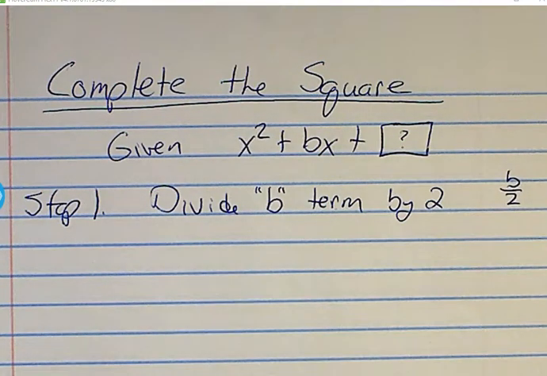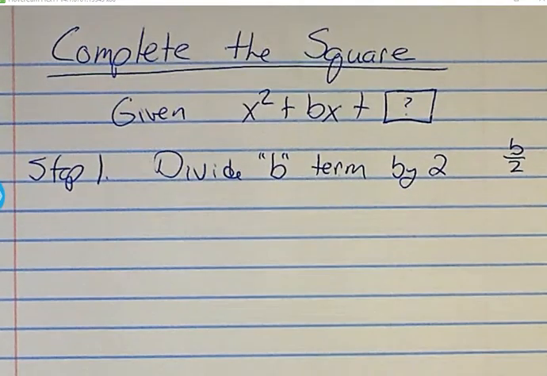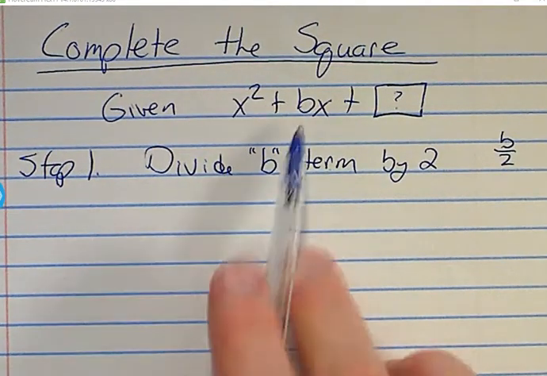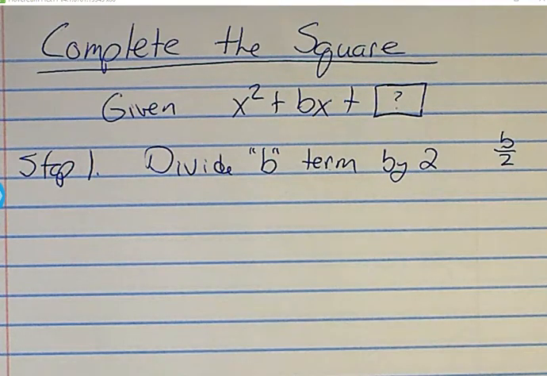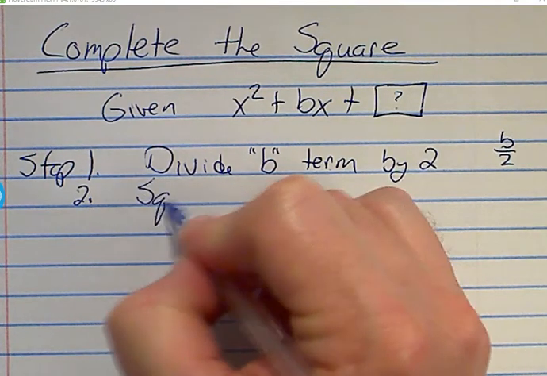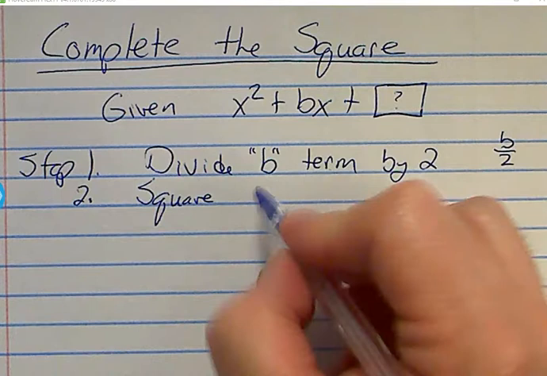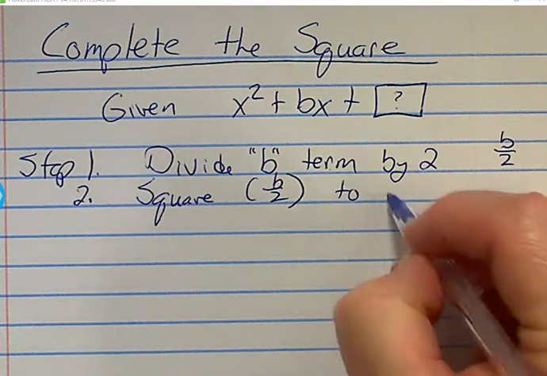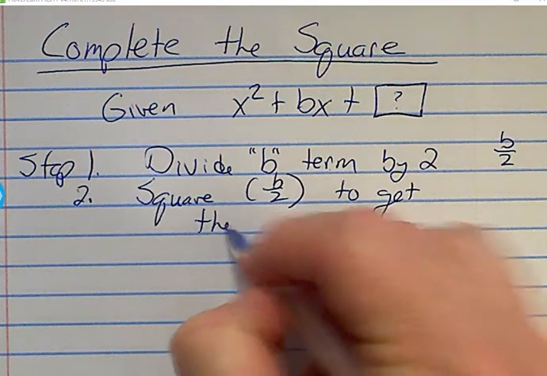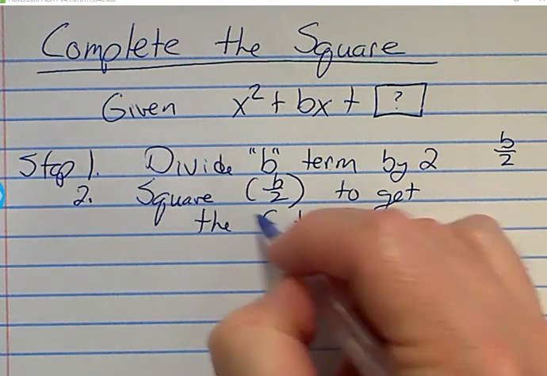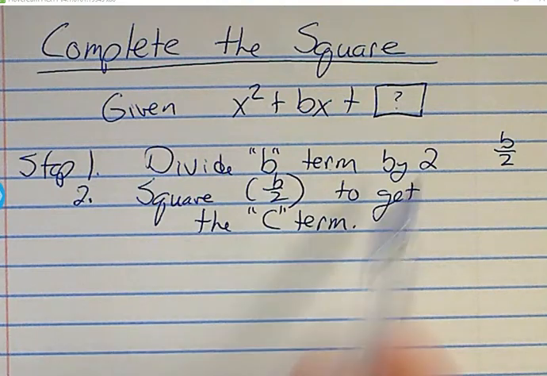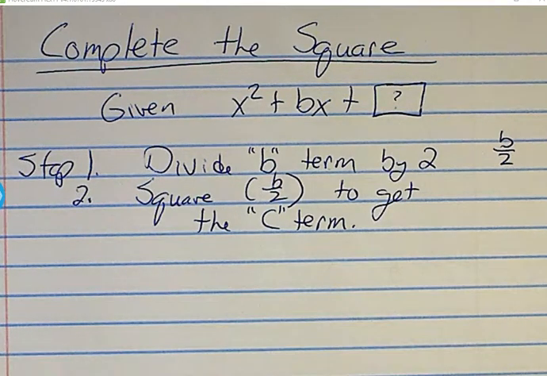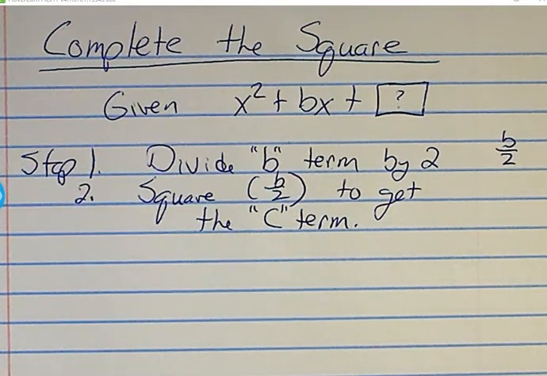So now, whatever the b term is, you're going to make it a fraction. Most of the time that's going to simplify down. If that had been 8, it would have been 8 divided by 2, so now you have 4. Okay, and then the second thing you're going to do is square whatever this b over 2 number is. And once you square that number, that's the c term. That's the number you're looking for to put in this box right here. And that's it. That's all you have to do.